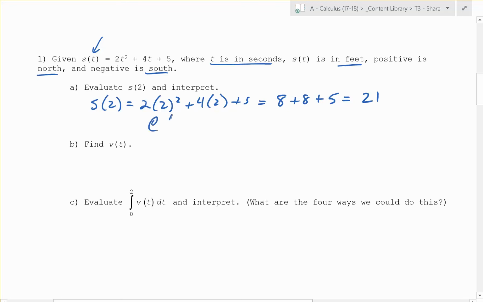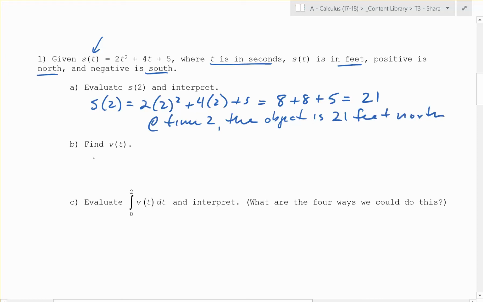So that means at time 2, the person or object, I guess we could say, it doesn't specify the object, is 21 feet north.